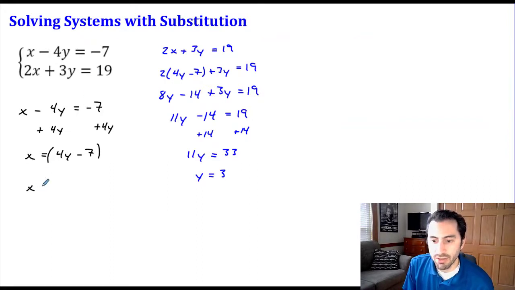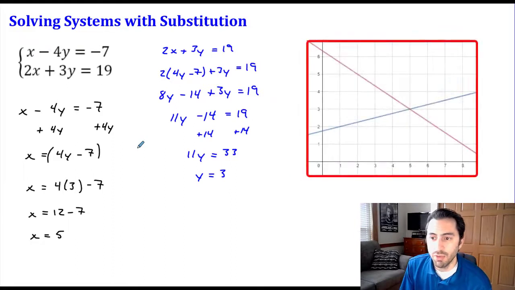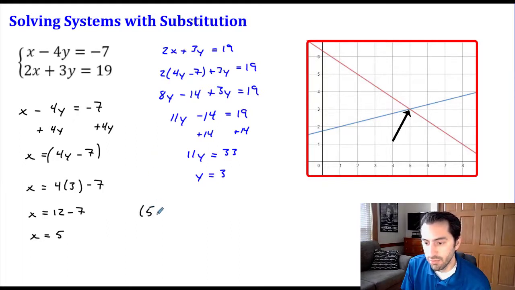So we know x is equal to this expression, so x is going to be equal to 4, and instead of y, we'll substitute in 3, minus 7. So that gives me 12 minus 7, and x is equal to 5. And then for my final answer here, what I'm going to write this as is an ordered pair. Since both of these equations are linear, meaning they represent a line, the solution to the system represents their point of intersection. So we want to express our answer as the ordered pair 5, 3.